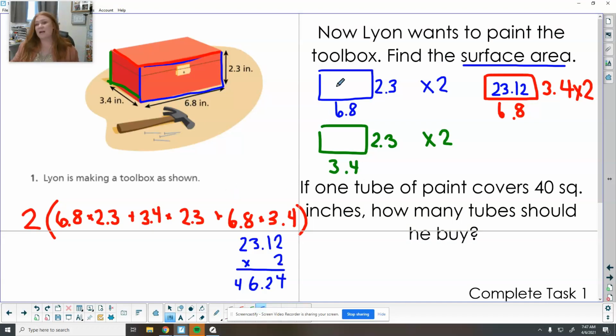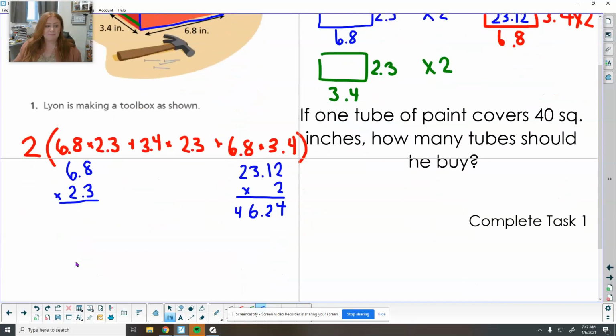So let's try our front one here, 6.8 times 2.3. So go ahead and try that. Pause the video and come back when you're ready to check this part.